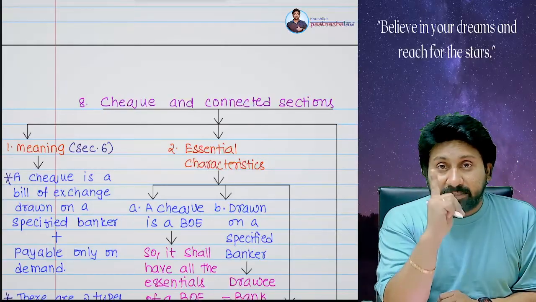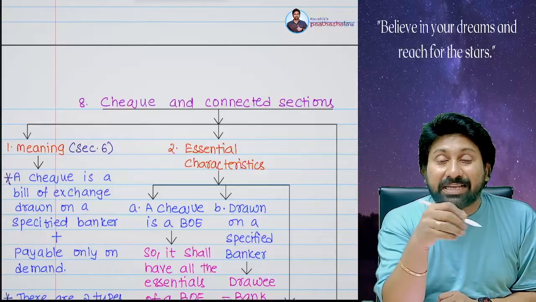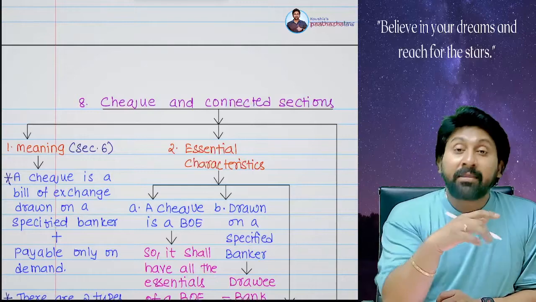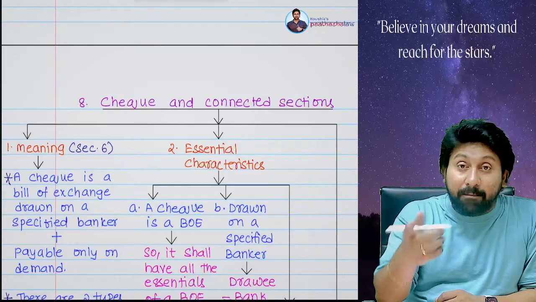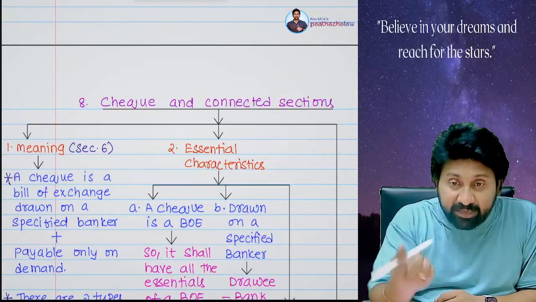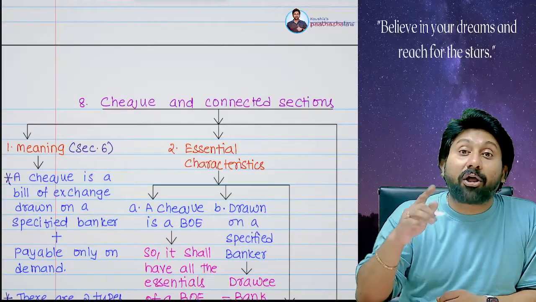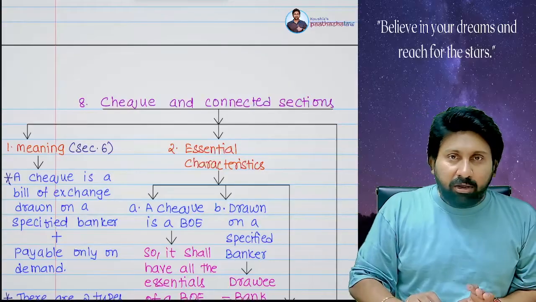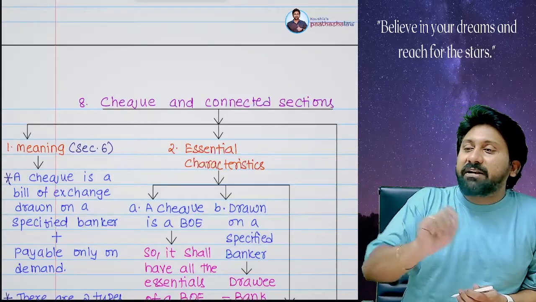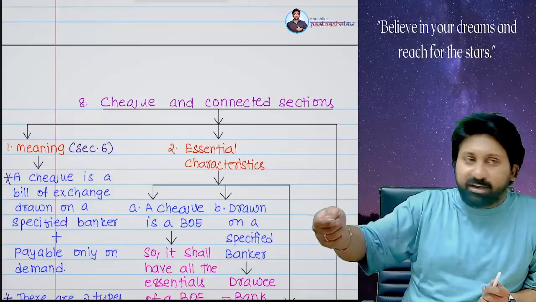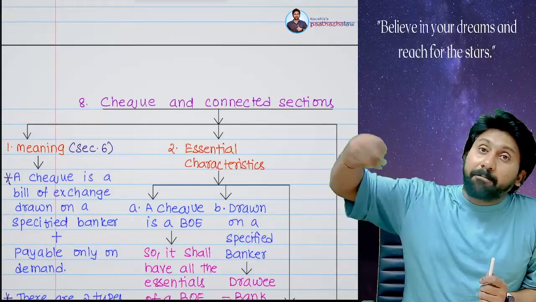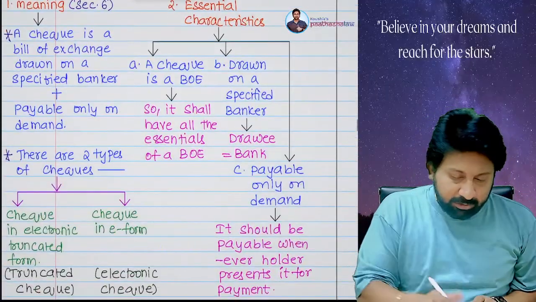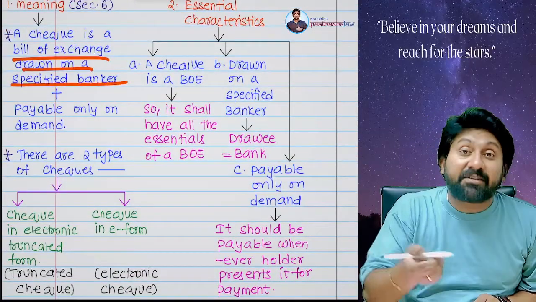A check also has three persons. Number one, drawer. The person who signs the check is the drawer. The debtor will sign the check and give it to the bank. The bank becomes the drawee. That's why the bank is called a drawee bank. Payee will be the creditor. So the debtor will draft a check, sign it and give it to the creditor. The creditor can endorse it and transfer it to any number of people. No problem. So a check is a bill of exchange drawn on a specified banker.